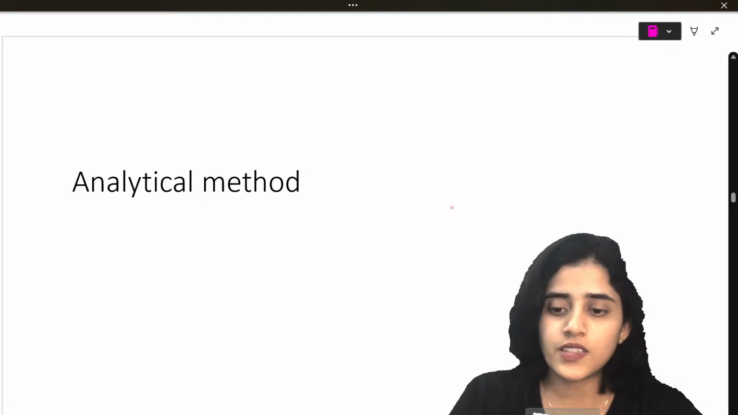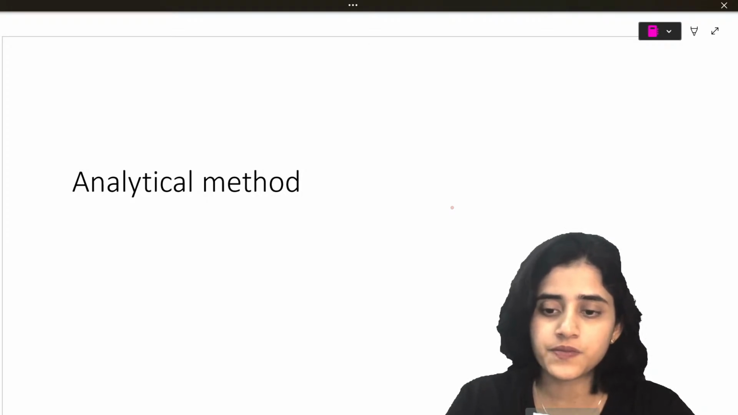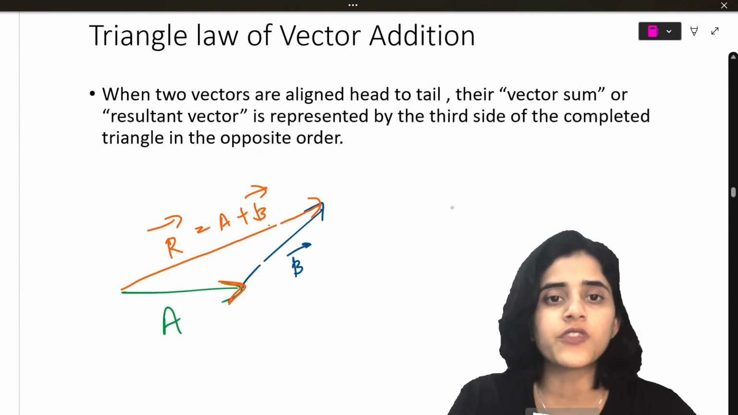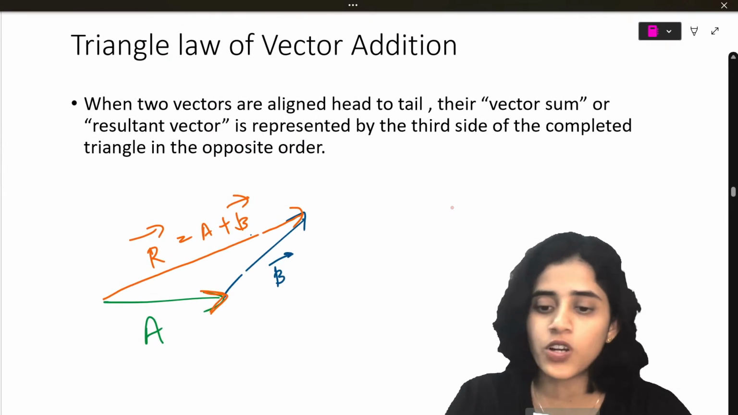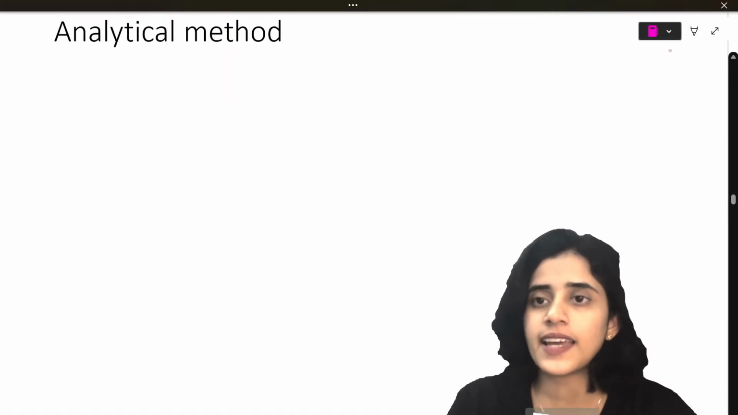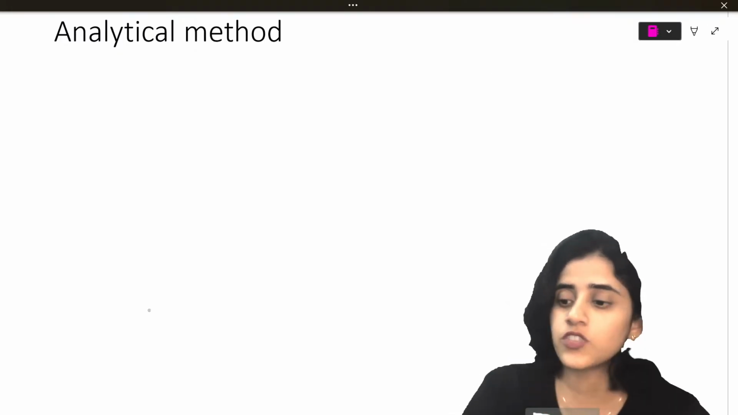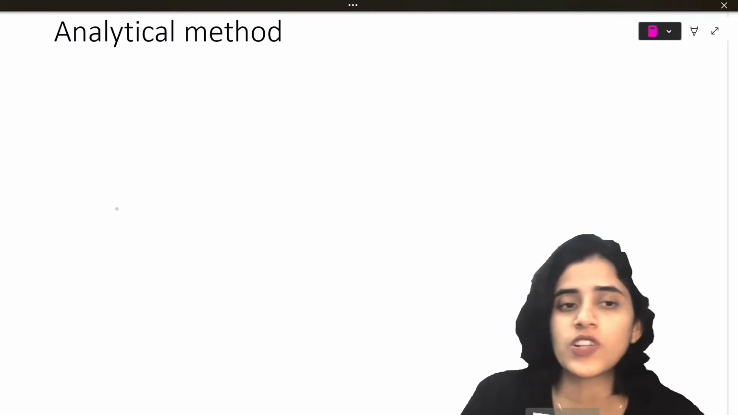Analytical method. Is this clear to all of you? Vector addition is clear to all of you? Now let's look at the analytical method. In the analytical method, what will we do? We will do mathematics. Not with a diagram, with mathematics, we will solve it.